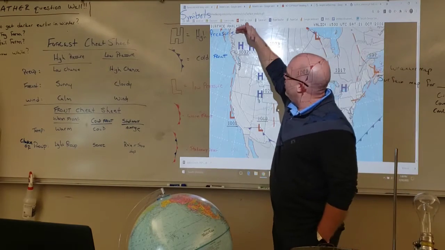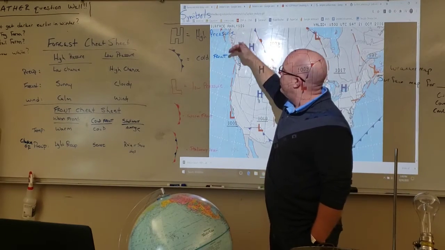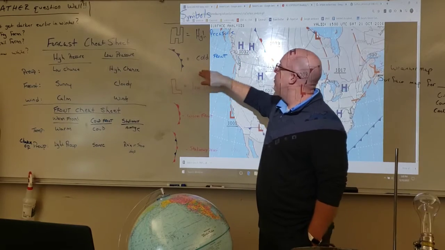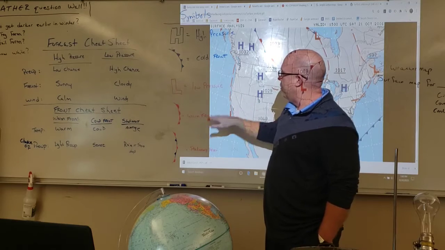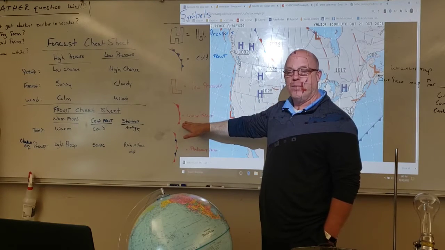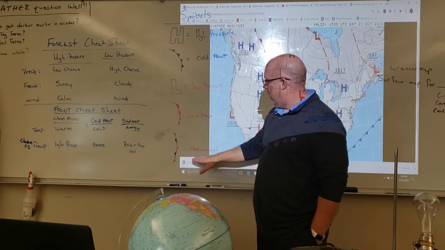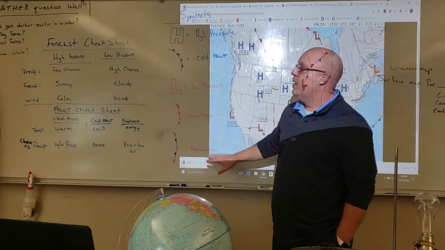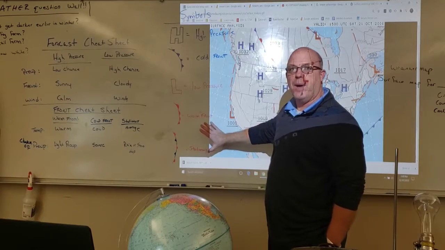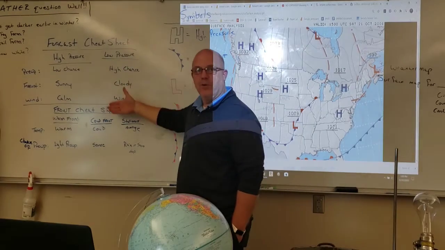Those symbols are an H for high pressure, a blue line with teeth for cold front, a red L for low pressure, a red line with bumps on it for a warm front, and then a red-blue line alternating is a stationary front. If you can find these things on the map, then we can predict the weather by looking at these.